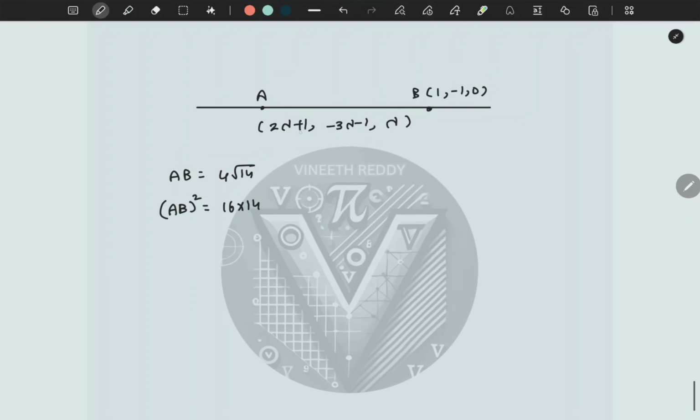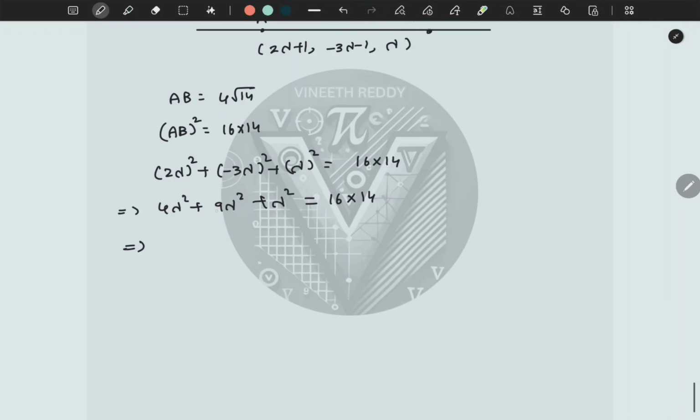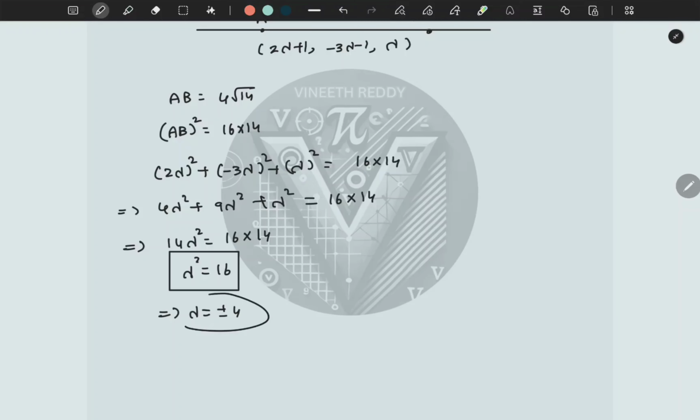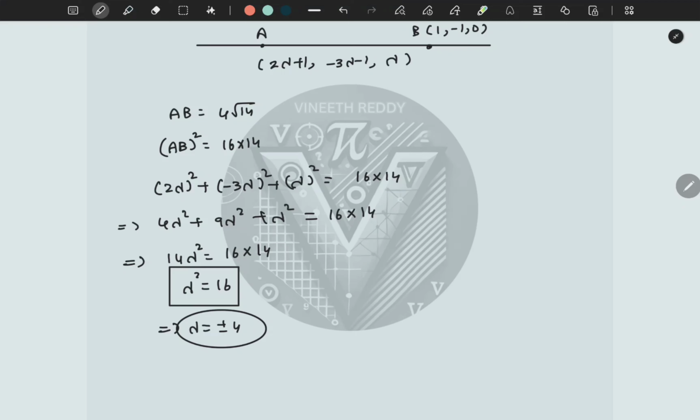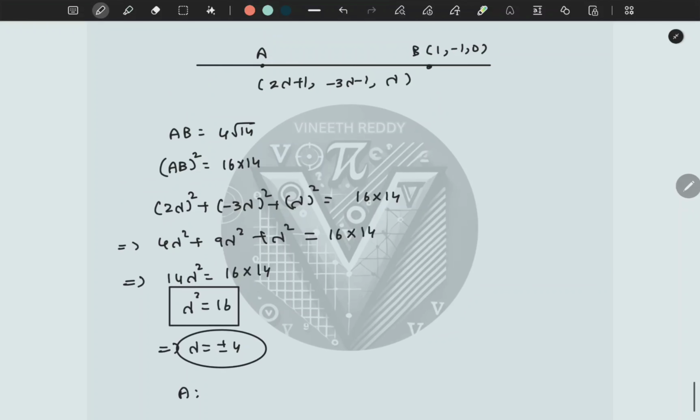Okay. Now AB whole square should be 2 lambda plus 1 minus 1 is 2 lambda whole square minus 3 lambda minus 1 plus 1 is minus 3 lambda whole square. Then lambda whole square should be 16 into 14. So if I expand this, I get that we can write lambda is equals to plus or minus 4. Now lambda could be plus 4 or minus 4.